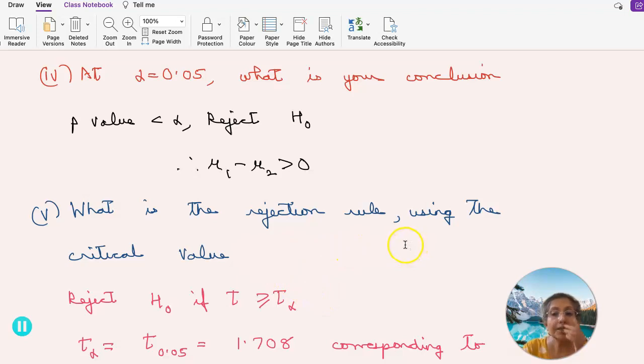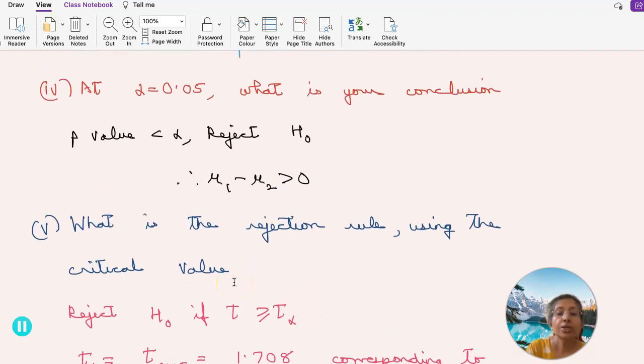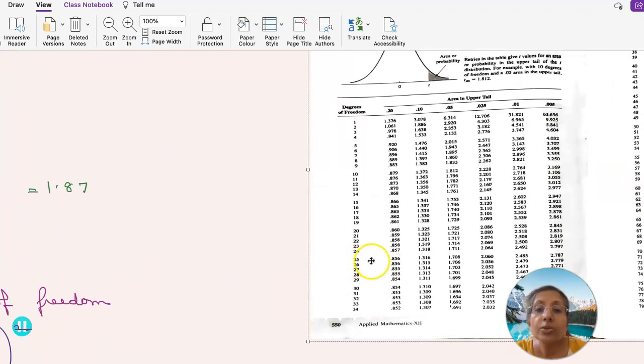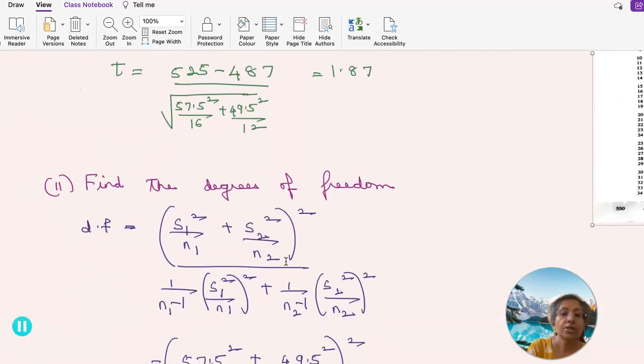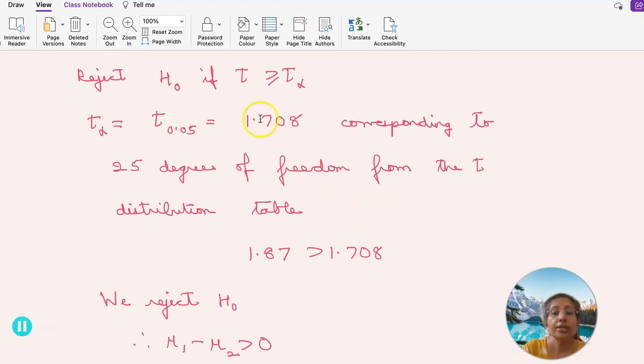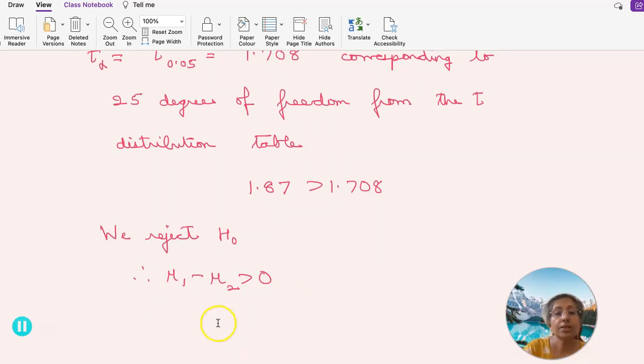What is the rejection rule using the critical value? Now we reject h0 if t is greater than or equal to t alpha. So again we look at t 0.05 corresponding to 25 degrees of freedom. So I'm going back to the table. We have t25 corresponding to 0.05, you get 1.708. The test statistic 1.87 is greater than 1.708. So we reject h0. And h0 is mu1 minus mu2 less than or equal to 0. So mu1 minus mu2 is greater than 0.